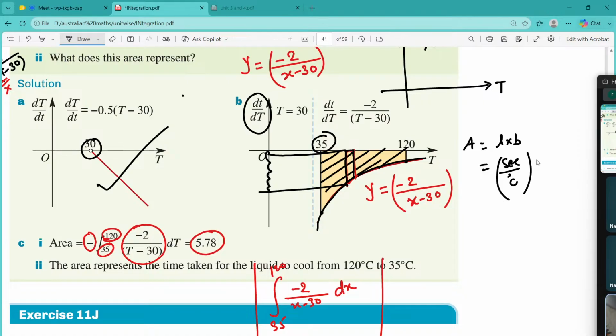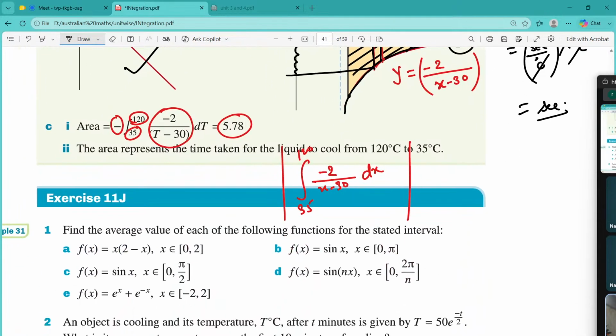This is second upon degree C into, on this x-axis, what are you getting? This is the temperature. On your x-axis, this is degree C. Am I right? So if you multiply, this degree C will cancel out. So what are you getting? This is second. It means this area is giving you the time to change the temperature from 120 to 35. Area represents the time taken by the liquid for cooling from 120 to 35. Are you getting this, Niza?